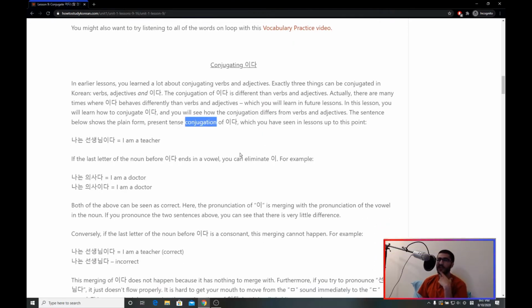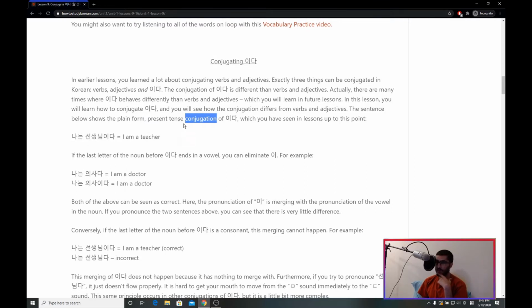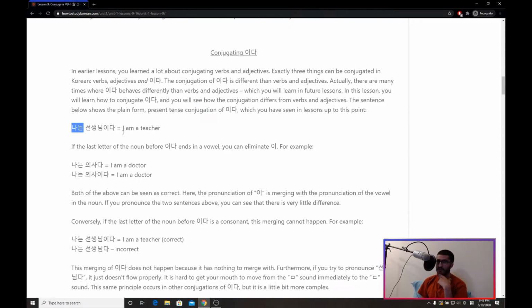And the sentence below shows the plain form, present tense conjugation of ida, which you have seen already. So 나는 선생님이다. So I'm a teacher.